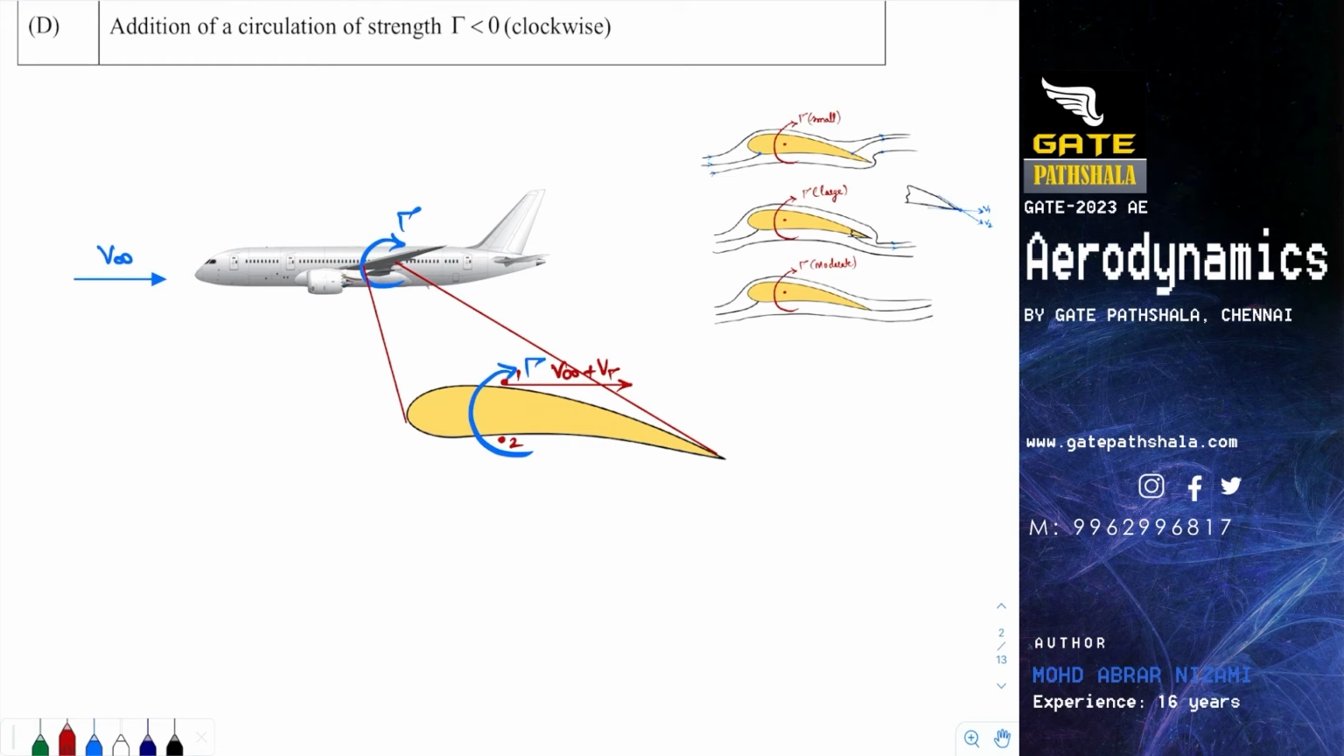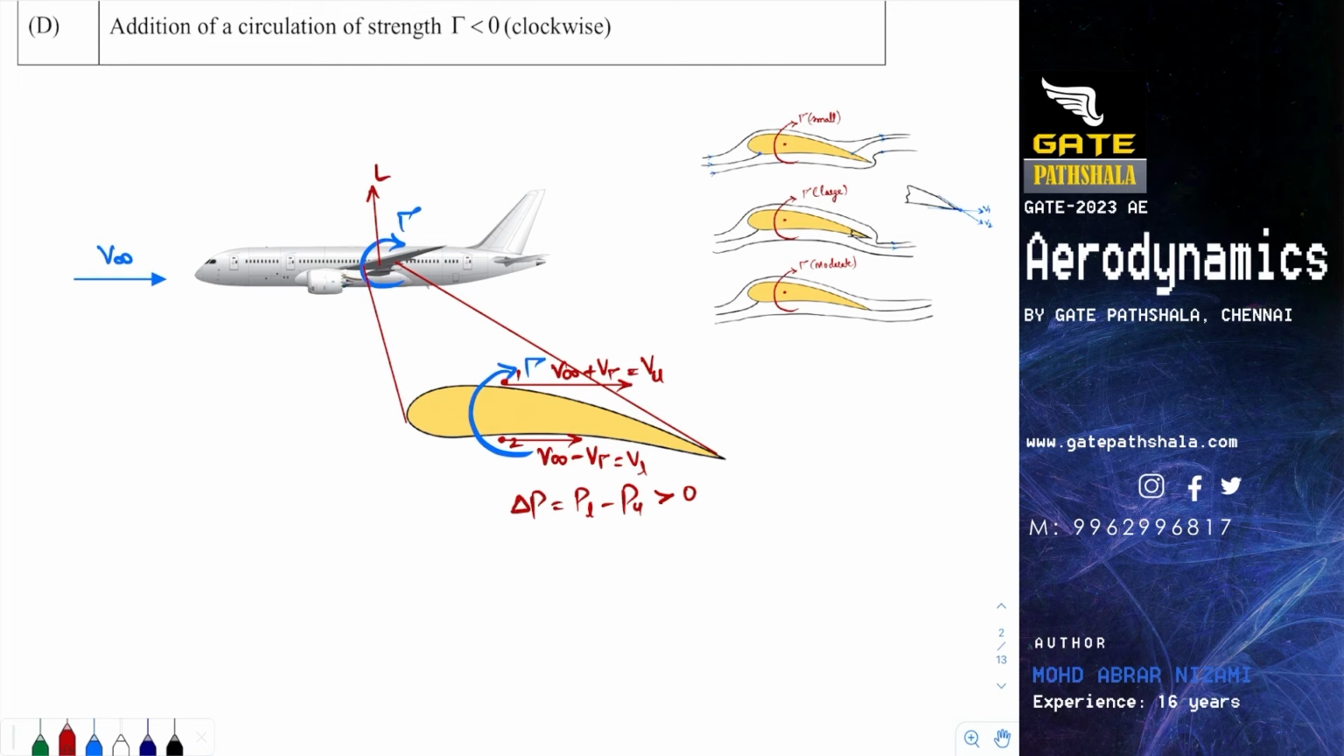Whereas on the lower surface we will have the velocity as V infinity minus the velocity induced due to the circulation. So flow gets decelerated on the lower surface and flow gets accelerated on the upper surface. So this discrepancy in velocity leads to the difference in pressure, P lower minus P upper greater than 0, and the body starts to generate lift.